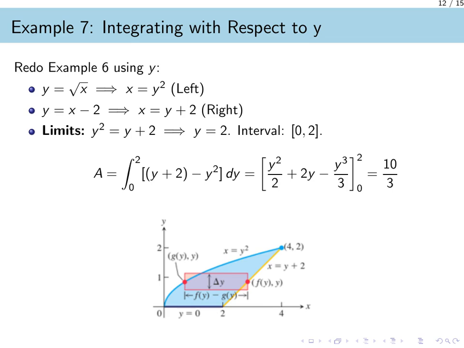The area is the definite integral of the right boundary minus the left boundary. This gives us the integral from 0 to 2 of the quantity y plus 2 minus y squared. Evaluating this integral yields 10/3, which is the same result we found earlier. This demonstrates how choosing the right variable of integration can simplify the calculations significantly.